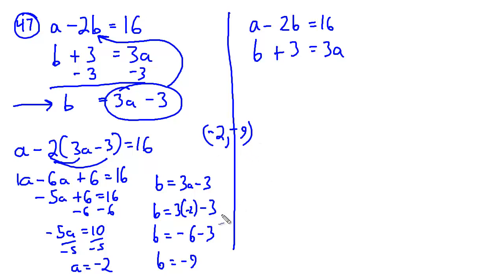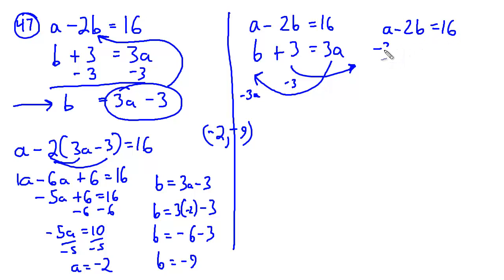Now I'm going to show that again, but in this case I'm going to take this equation and manipulate it so it looks like a stacked equation. And what I need to do is just change the way that this is written in the basement here. I need to take the 3a and subtract it. I need to take the 3 and subtract it. So really the 3 is going to get moved over here by subtracting 3. And the 3a is going to move over here by subtracting 3a. So what this is going to give me is a minus 2b equals 16 over negative 3a plus b is equal to negative 3.